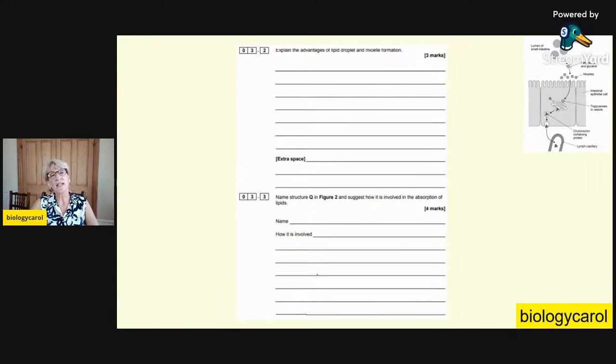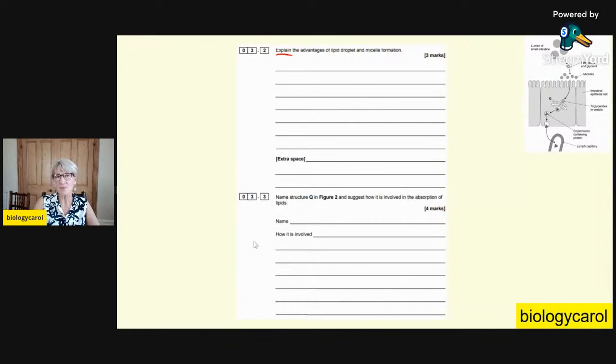Explain the advantages of liquid lipid droplets and micelle formulation. Here we are, we've got to explain. This means our answers have got to have the word because in them, or so that, or as a result of, because anything following those words is very, very likely to be an explanation. And personally, I would split my answer up into 2 sections, talking about lipid droplets and then talking about micelles.